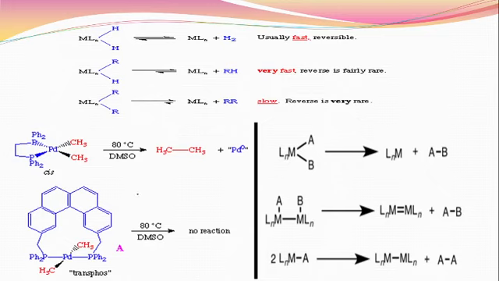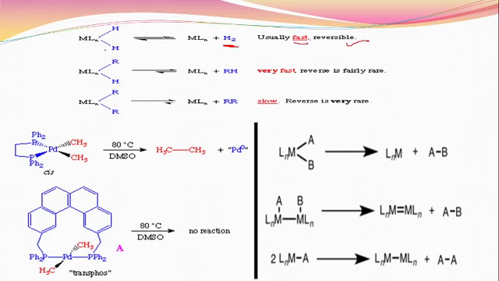Here the two hydrogens which are attached over here, then what happens? These two hydrogens are homolytic, that's why they can be easily removed. That's why this is a very fast reaction and reversible.